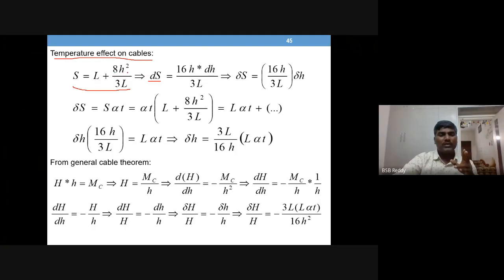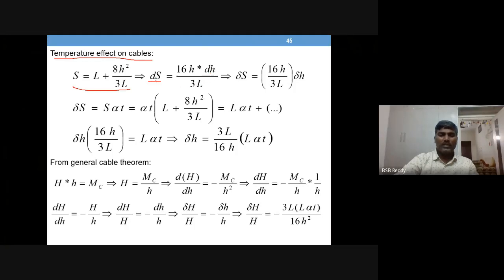Now you are differentiating. It will be easy for you if I talk like differentiation. So partially differentiate the left hand side and partially differentiate the right hand side. This is 0 because it is a constant. H is a variable. When temperature changes, H will change, S will change, whereas L is constant. So 2H dH, and ds is equal to 16H by 3L into dH.